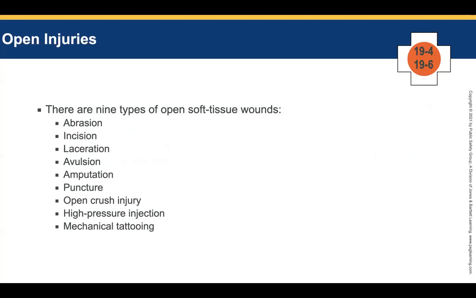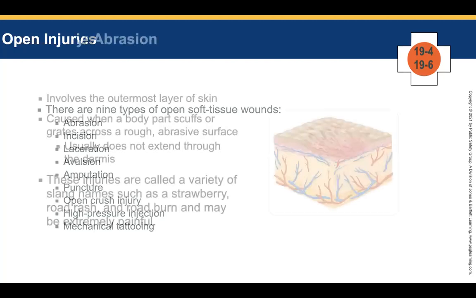There are 9 types of open soft tissue wounds. Again, you need to know these terms. Abrasion, everybody's seen a rug burn. Incision, laceration, avulsion, we're going to talk more about these. Amputation, puncture, open crush injury, high pressure injection, and mechanical tattooing.